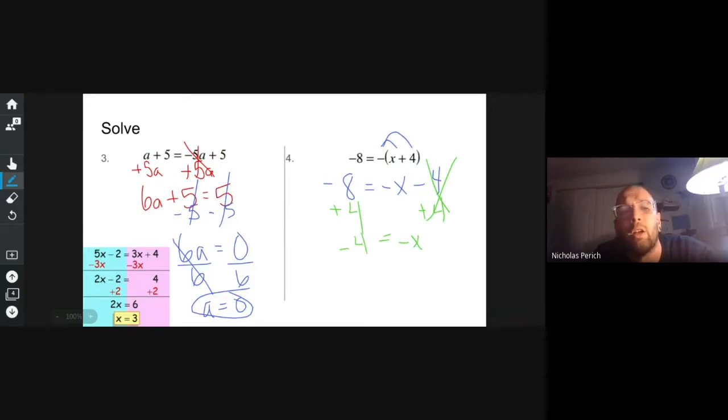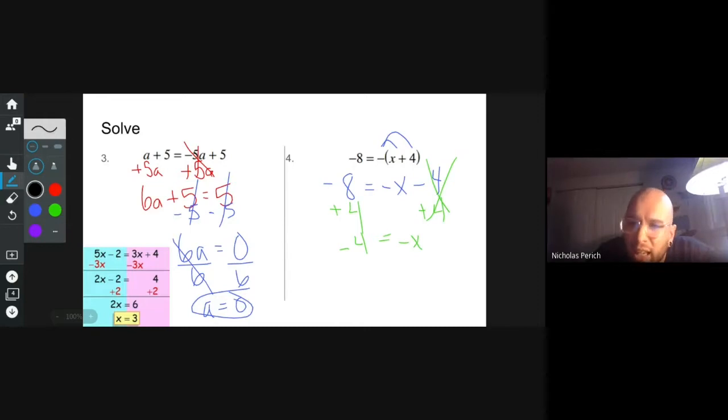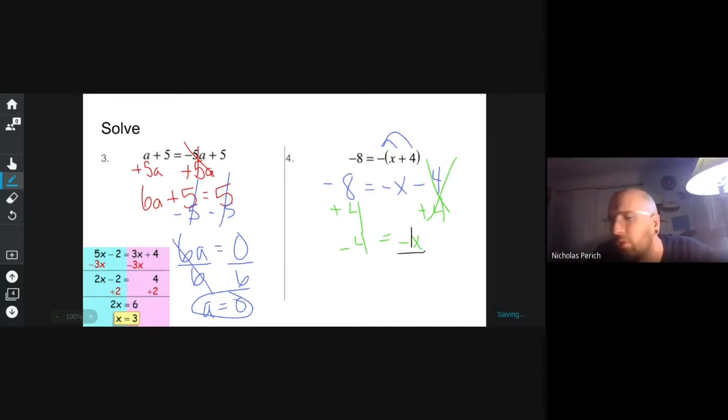Is x all by itself? No. What's in the way? Negative. So how do I get rid of a negative in front of x? Well, the negative in front of x is the same exact thing as -1x. So I'm going to divide both sides by -1, and 4 equals x.